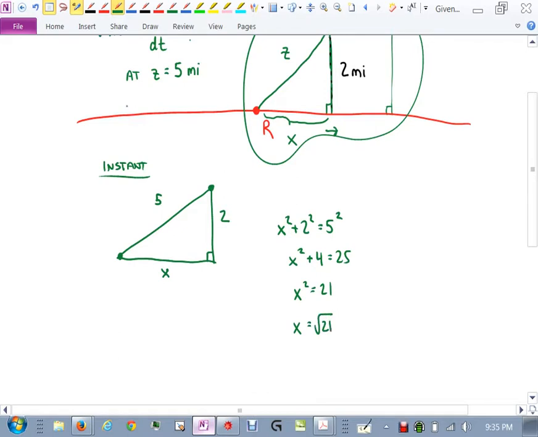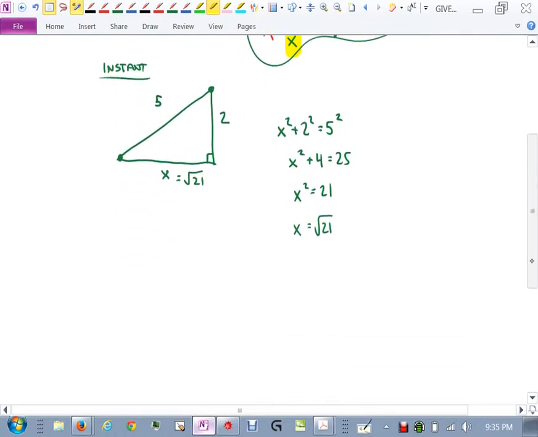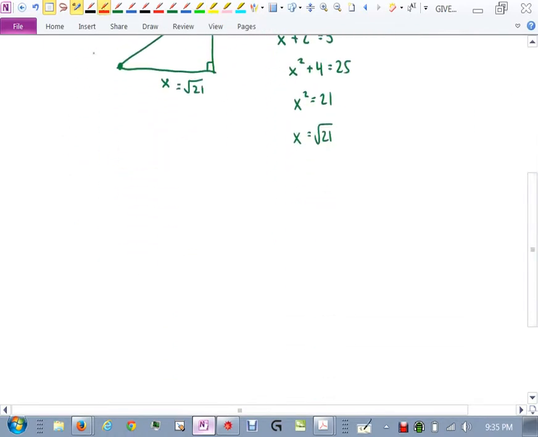So that's the instant in time also. I know that this is root 21. Now, let's try and come up with a relationship between x and z. And from my general picture, we can see here, again, the Pythagorean identity. We know a squared plus b squared equals c squared. So I can say that for this problem, x squared plus 2 squared, which is 4, must equal z squared.